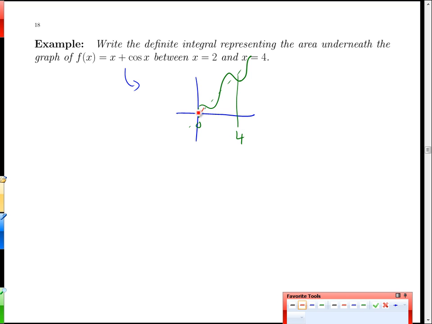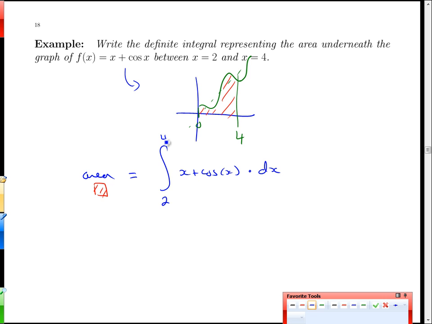So this area, we would have no idea what that would calculate out to be with the tools we have right now. However, we can write it out in principle. That area that we just sketched out there, well, it's the area that's underneath the graph f of x, which is x plus cos of x, times delta x's or dx's, and the integral is from 2 to 4.